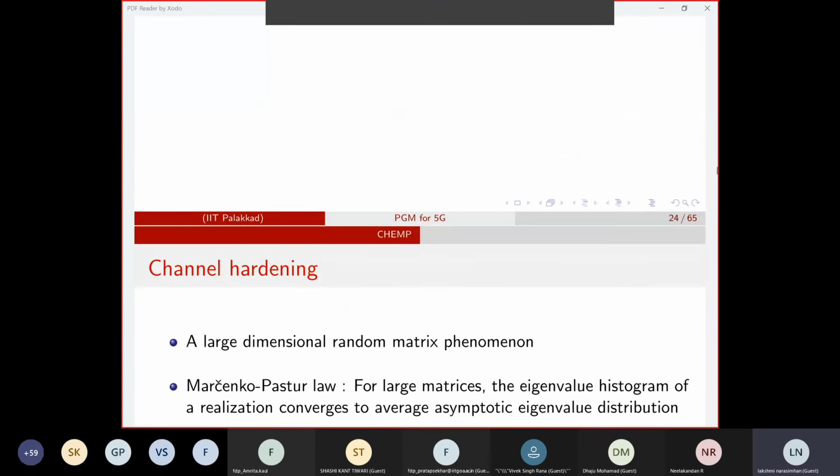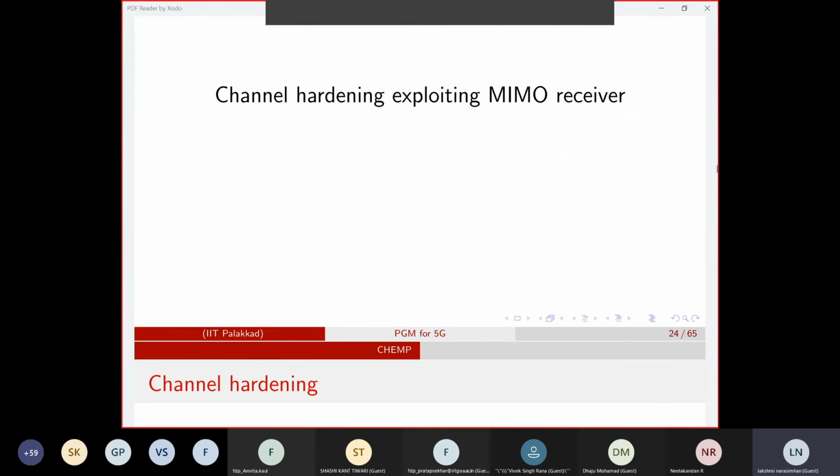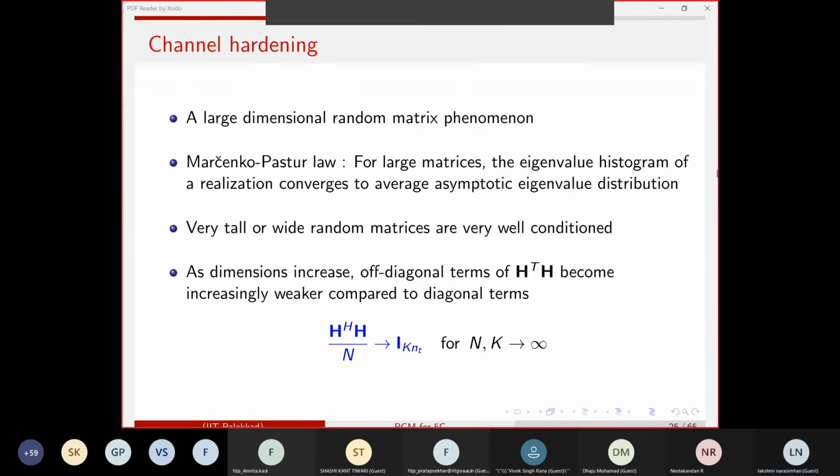Now, another interesting aspect of large dimensions is what is known as channel hardening. We'll see what channel hardening is and how to exploit it in probabilistic graphical model based receivers. The channel matrix H, we assumed in the previous receiver or demodulator, to be a known matrix. What if it is not known? Then what do we do?